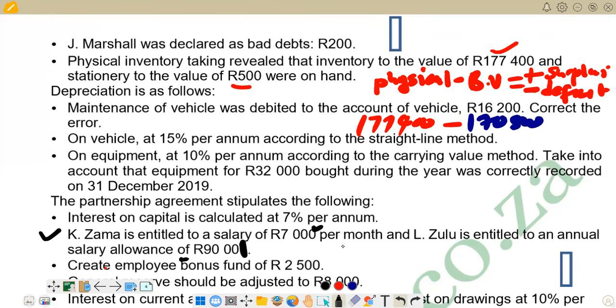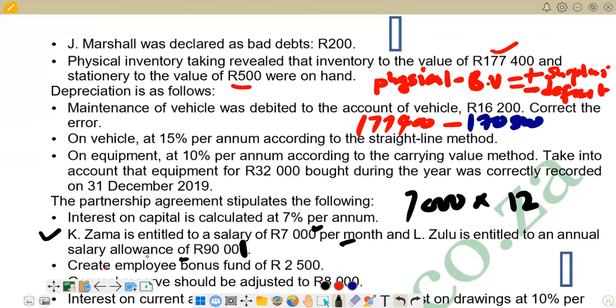So we are given it per month, but in the statement of profit and loss, we are recording values on an annual basis, that is, yearly. To get the annual figure, we take 7,000 and multiply by 12 months because we've got 12 months in a year. The answer we get becomes the salary.